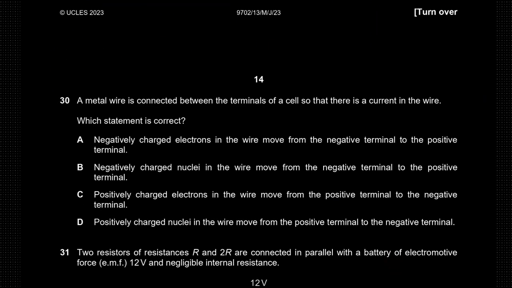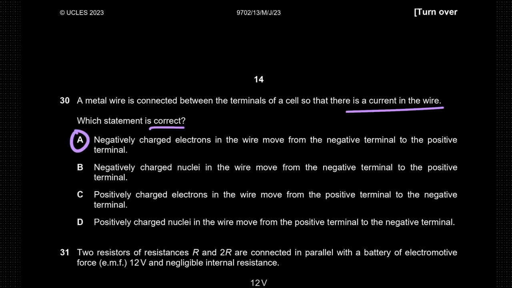30. A metal wire is connected between terminals of a cell so that there is a current in the wire. Which statement is correct? Negatively charged electrons in the wire move from the negative to the positive terminal. This is true.